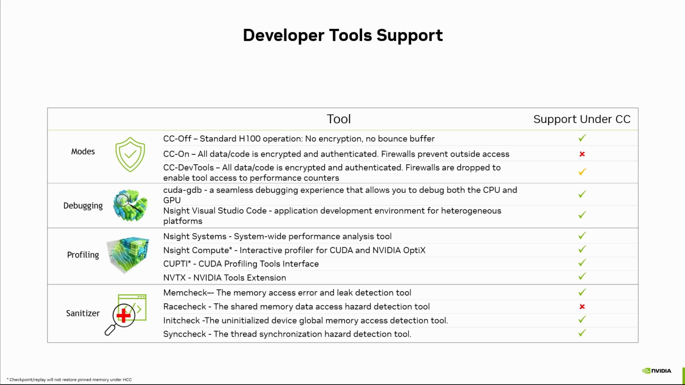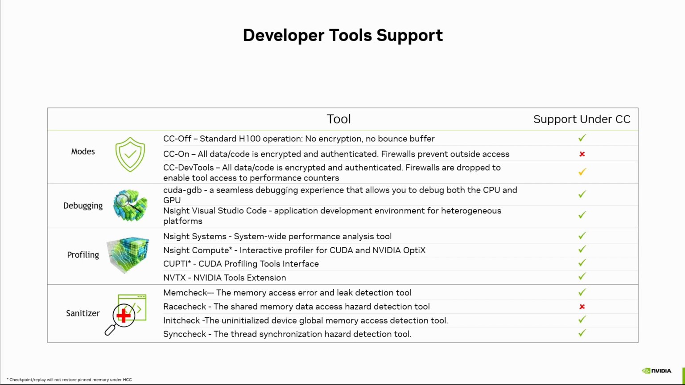We all use them at some point, and they will be working on confidential computing mode. Now you'll see here is that when we actually have confidential computing modes, we will have 3 checkboxes or 3 modes that you can end up using. CC mode off, which is basically a standard H100. Now CC on is where everything is encrypted and authenticated, all the firewalls are up, and therefore truly only the encrypted and authenticated data can go across the bus.